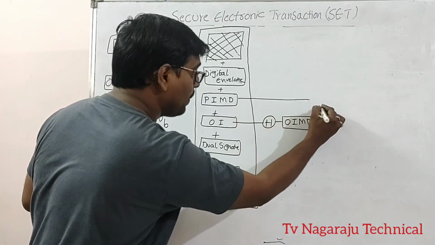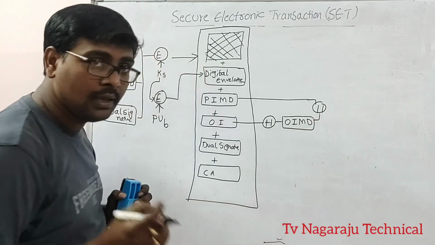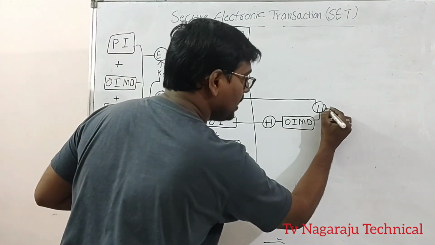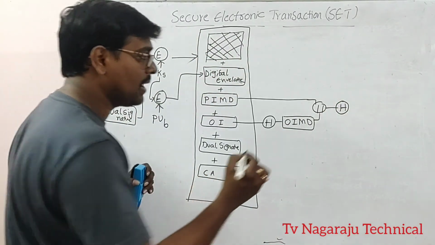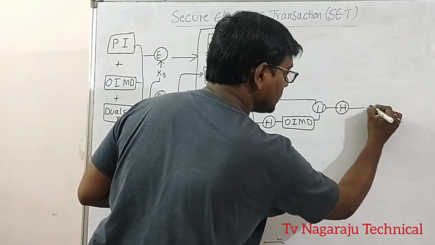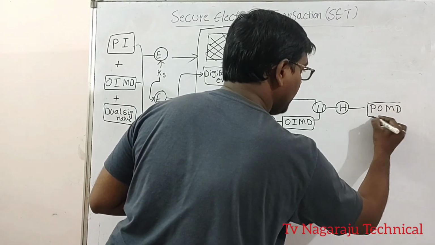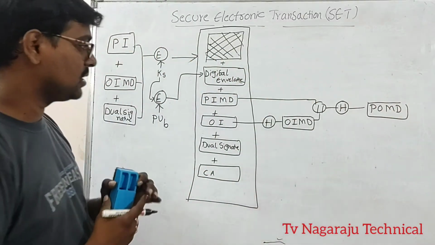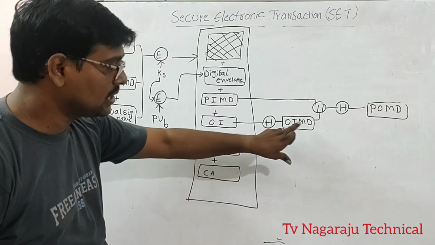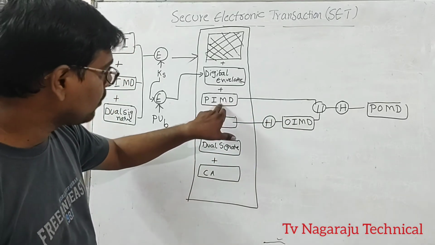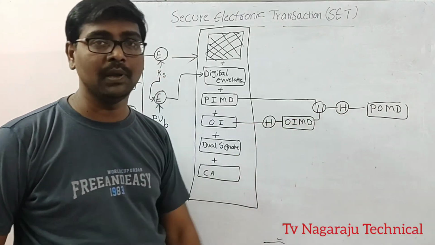OIMD is appended to PIMD. Again apply the hashing. What does it generate? It generates POMD, the payment order message digest. You understand the point? You know this one: once order information has hashing applied, it generates OIMD. Whatever PIMD I received, combined with OIMD, apply hashing, and you get POMD.